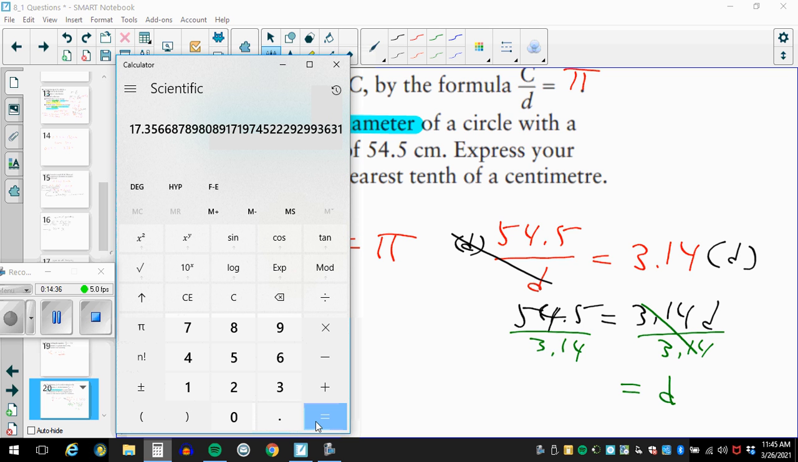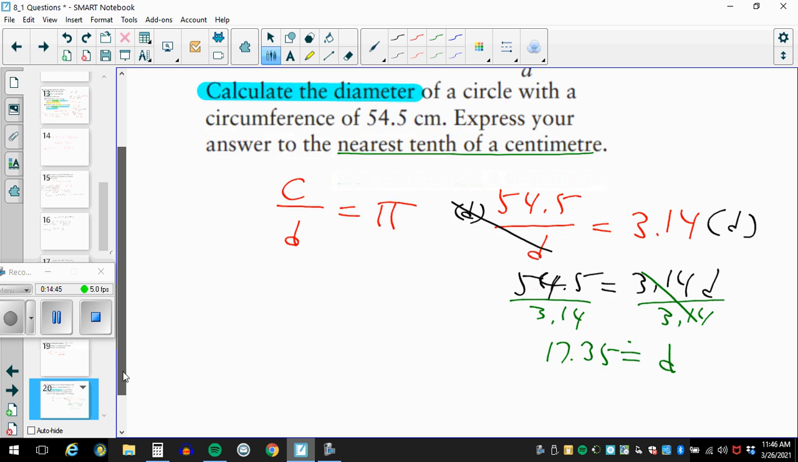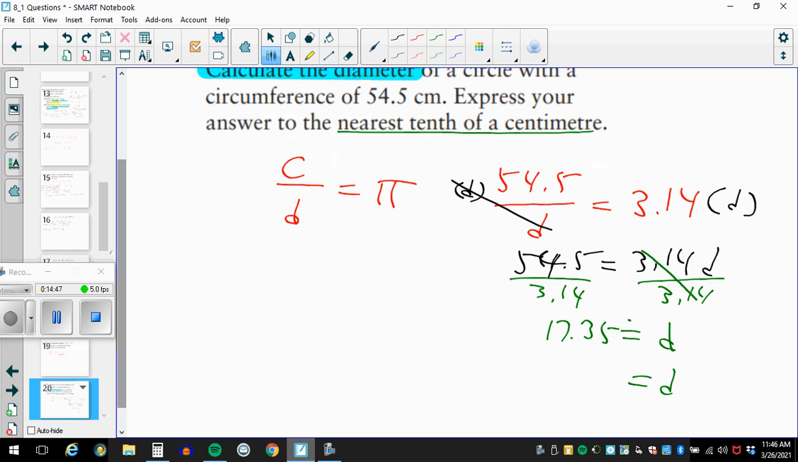Okay. So it is approximately 17.35, but it says round to the nearest tenth of a centimeter, which is 1 decimal place. So therefore, d is approximately equal to 17.4.